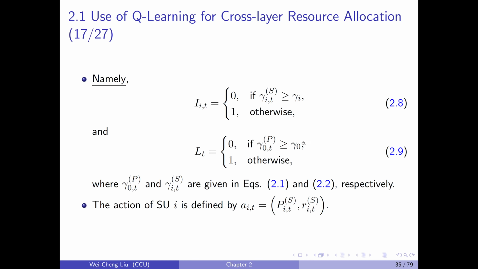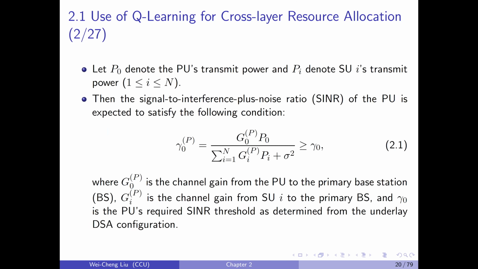And what is gamma_0? Let us go to equation 2.1 again. Gamma_0 is here. Gamma_0 is the primary user's required SINR threshold as determined from the underlay DSA configuration. DSA means dynamic spectrum access.